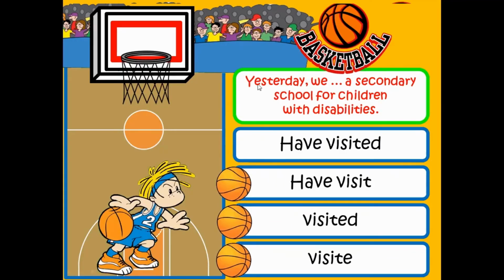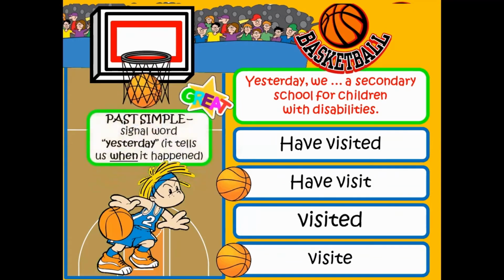Well, let's look at this time reference. Yesterday. Yes, so I choose visited. Yes, visited. Let me see. Great. Because we have the signal word yesterday, it tells us when it happened in the past. Yesterday means the day before. So we use visited, the past simple here.